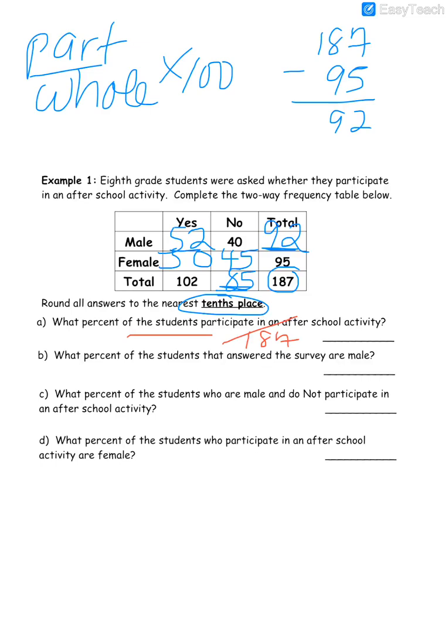So I'm going to ask myself, where should I be looking? Do I care about how many males and how many females there are? I'm not going to worry about the 92 or the 95. I'm worrying about the yes and the no column. I want to worry about the yes column. Those are the people that participate. That's 102. So on my calculator, I'm going to do 102 divided by 187, times it by 100, and round to the nearest tenth place. Right now on my screen, I have 54.545454 repeating, and I'm going to round, and I'm going to get 54.5%.